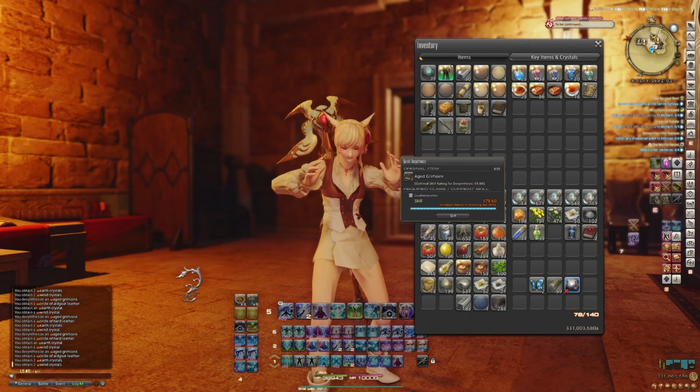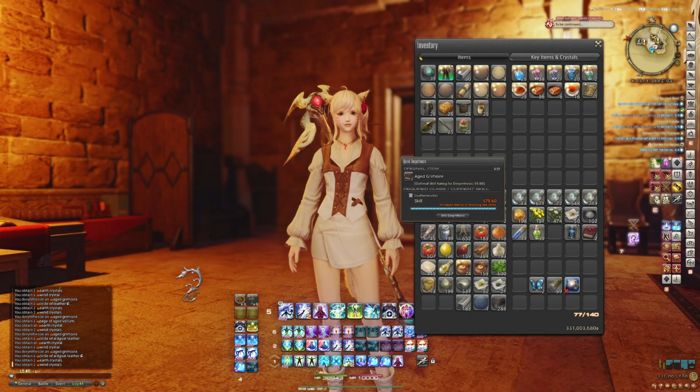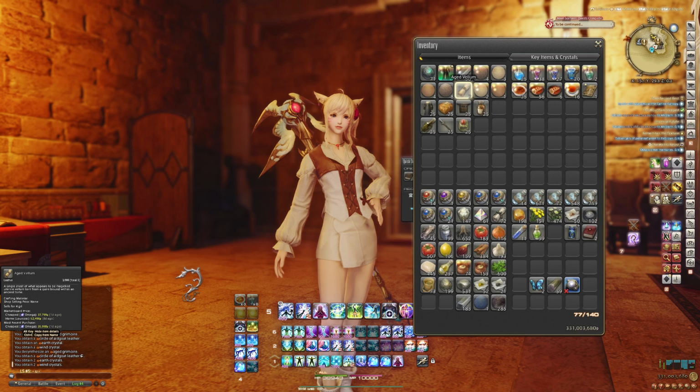So from that one stack, we only got three aged vellums, but one aged vellum is actually 52,000 per each. Even though I spent 75,000 on that whole stack, I still made a profit with three of these being 52,000. But let's go ahead, do all of them, and see what we get.